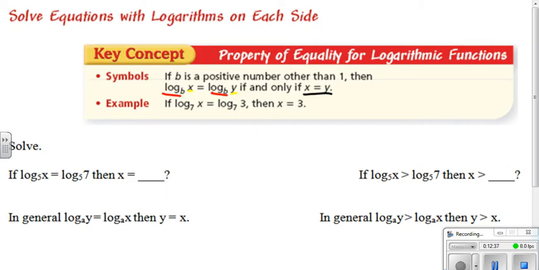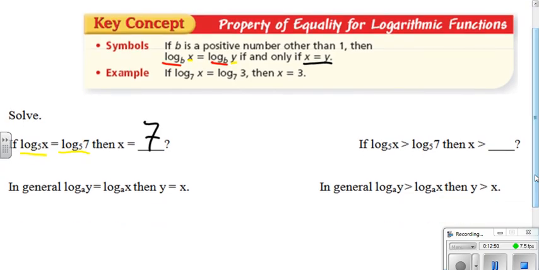So, for example, if we have log base 5 of x equals log base 5 of 7, x has to equal 7. Shocker. So if log base 5 of x is greater than log base 5 of 7, then x is greater than 7. This number right here. Again, shocker. And that actually wraps it up for 10.2.